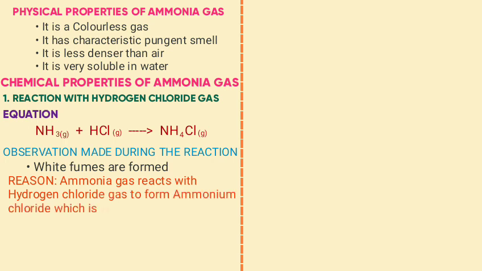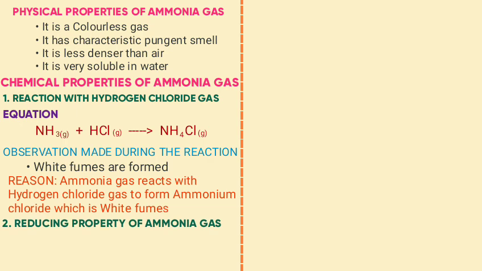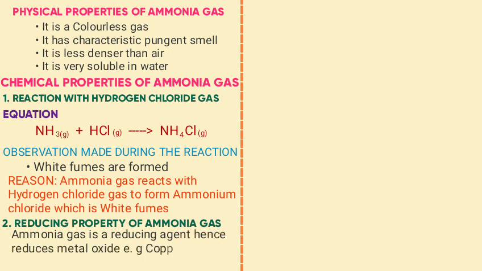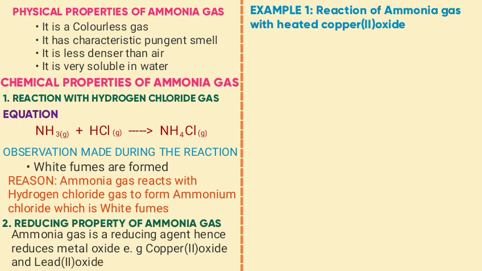2. Reducing property. Ammonia is a reducing agent, so it reduces metal oxides, e.g. copper 2 oxide and lead 2 oxide. Example 1. Reaction of ammonia gas with heated copper 2 oxide. Equation: copper 2 oxide plus ammonia gas, arrow, copper plus nitrogen plus water.